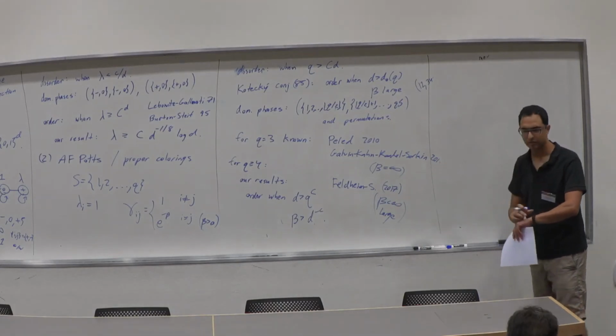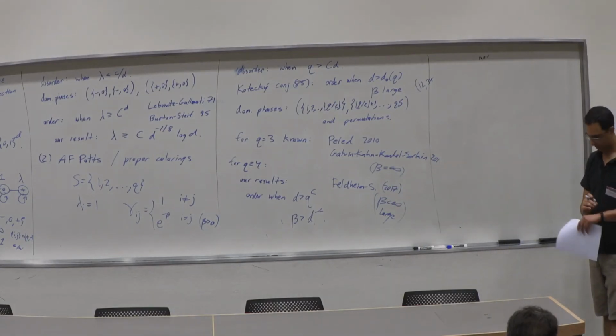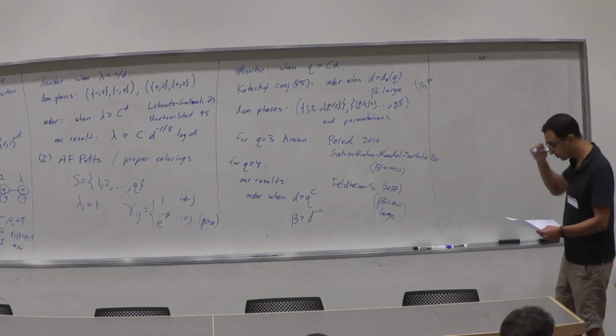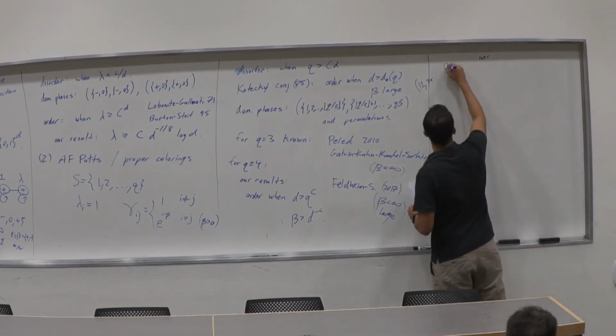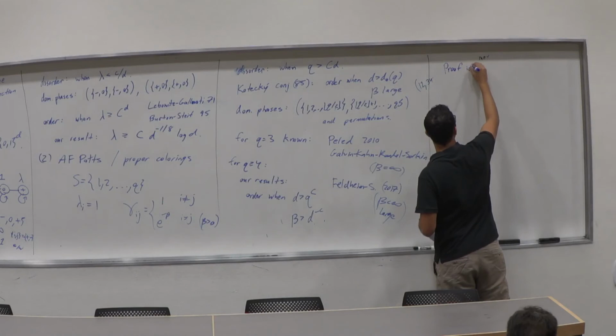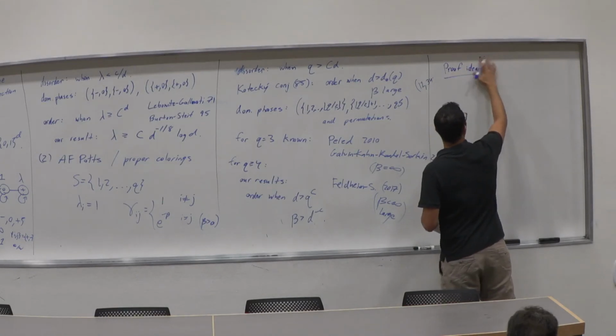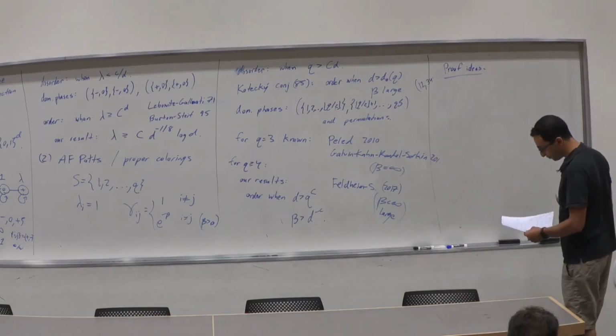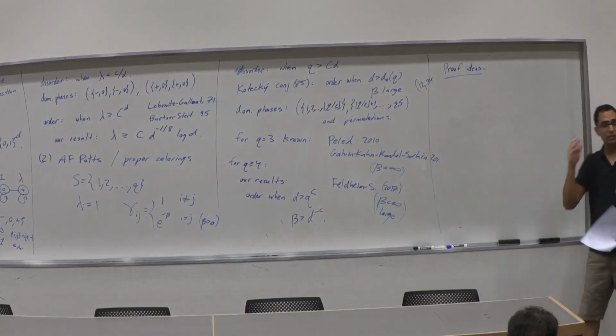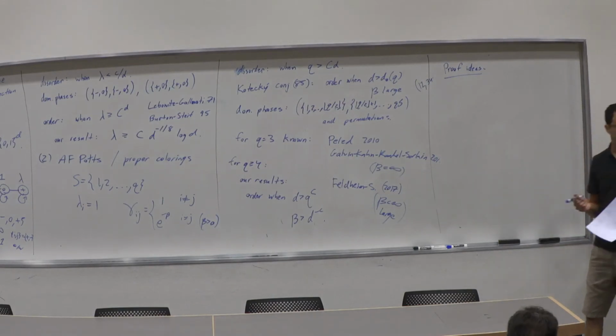Okay, so how long do I have? 7 minutes. Okay, so in the remaining time, I'd like to explain to you some of the ideas of the proof. Very quickly. So at a high level, this is some type of Peierls argument.